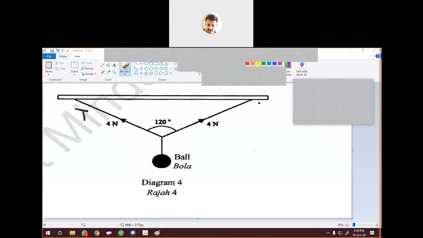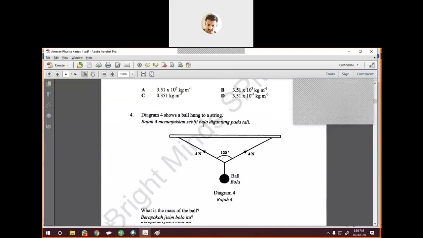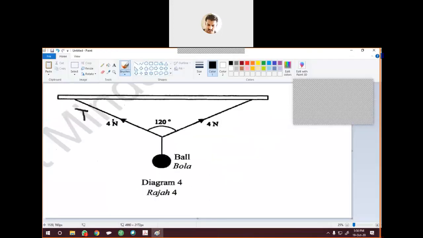Okie dokie. Now we're going to look at this one. There's a pendulum, a ball hanging with two strings attached to the ceiling. Now you want to calculate the mass of the ball. If the force exerted this way is 4 Newton, we want to know what is the force exerted upwards.